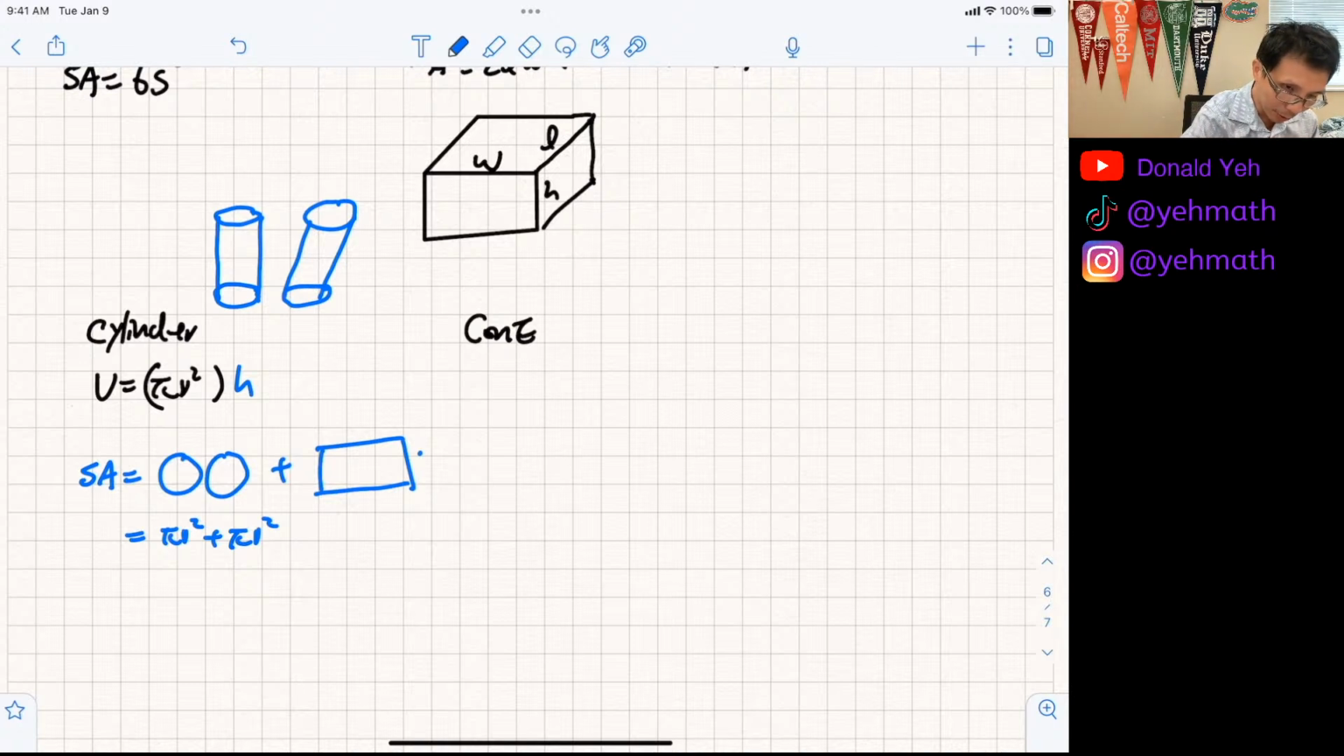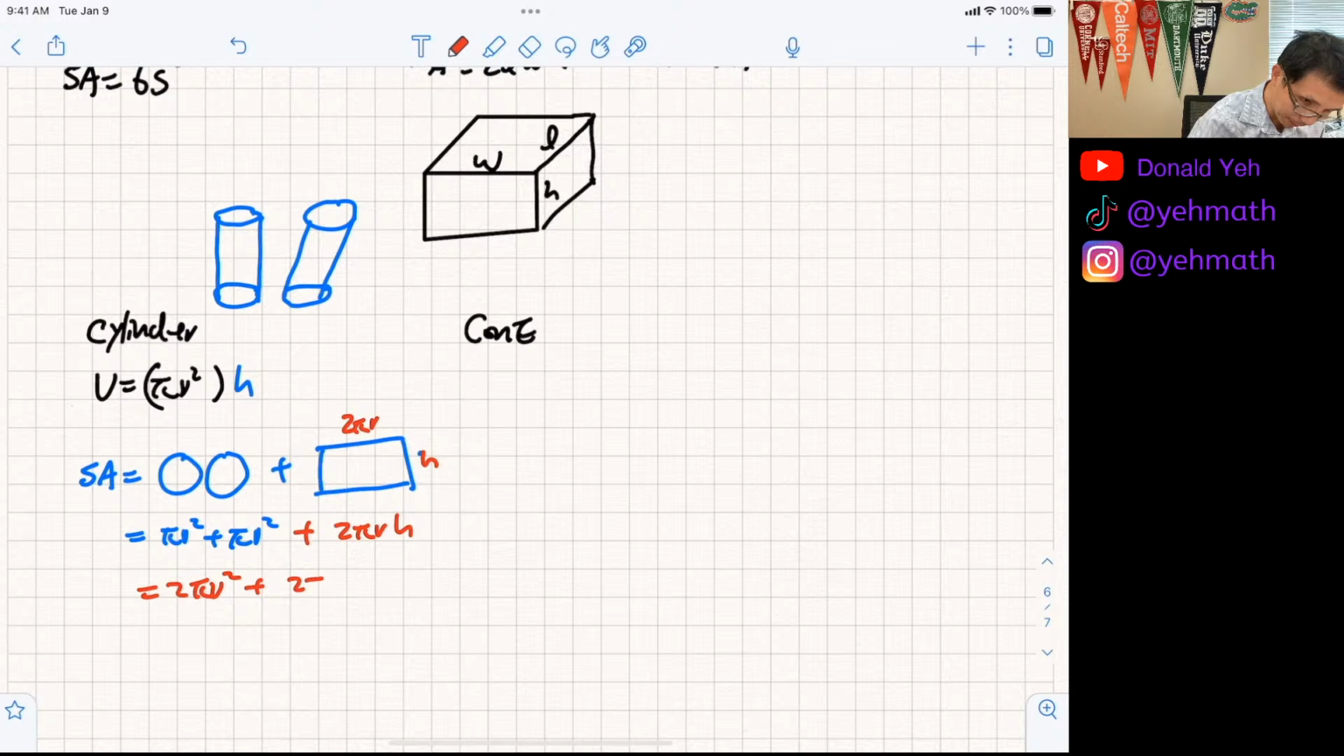So here it's 2 pi r, because that is the circumference, and this is the height. So it'll be 2 pi r times h. So the total will be 2 pi r squared plus 2 pi r h. And this is an easy question.